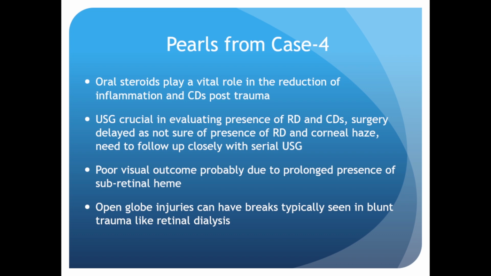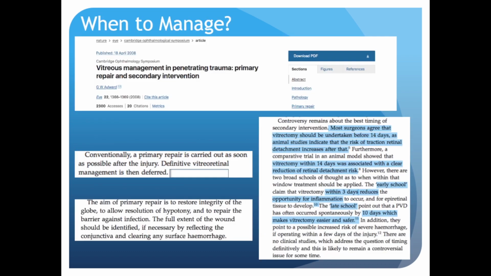CD. Poor visual outcome was probably due to the prolonged presence of subretinal heme, and open globe injuries can have breaks typically seen in blunt trauma, right? Retinal dialysis. So now the question arises: when to manage these types of patients?